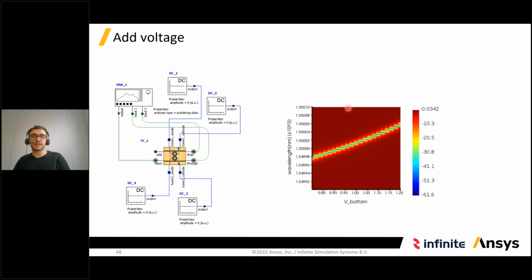So we still need to shift this. And we do this by adding a voltage. So we sweep along different voltages. And we see that the desired voltage is 0.95 volts, because then the peak shifts to the desired wavelength of 1550 nanometers.